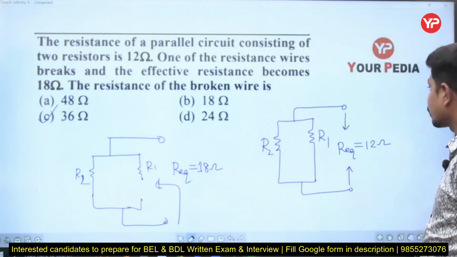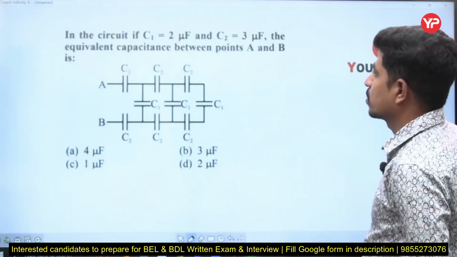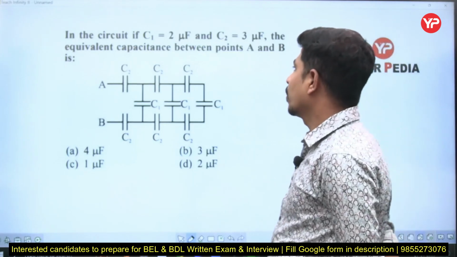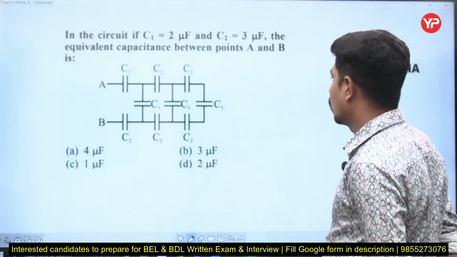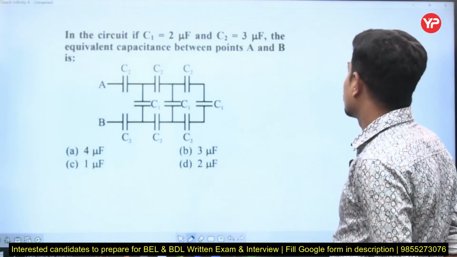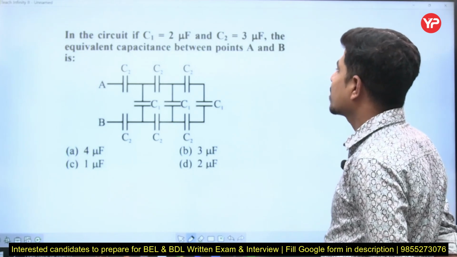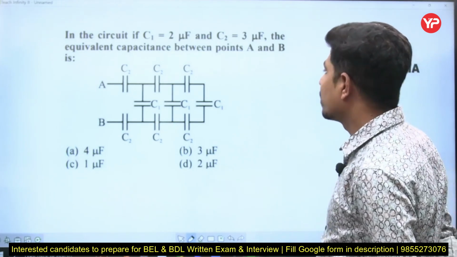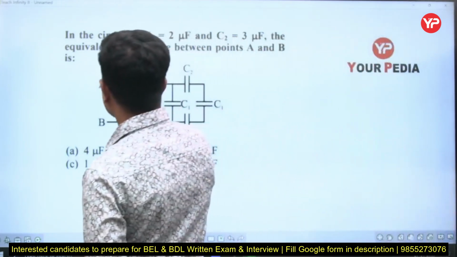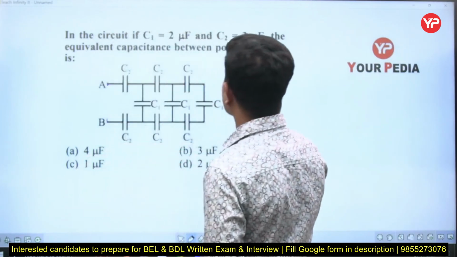Next, let's go to the next question. Here in the circuit, if C1 is equal to 2 micro and C2 is equal to 3 micro, the equivalent capacitance between points A and B is, how much? C1 is 2 micro.